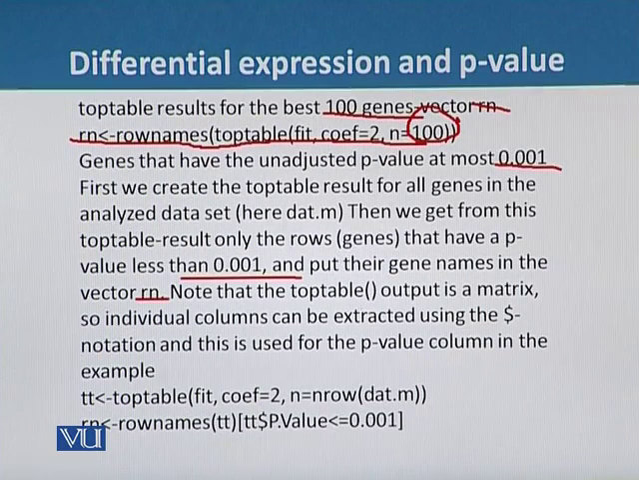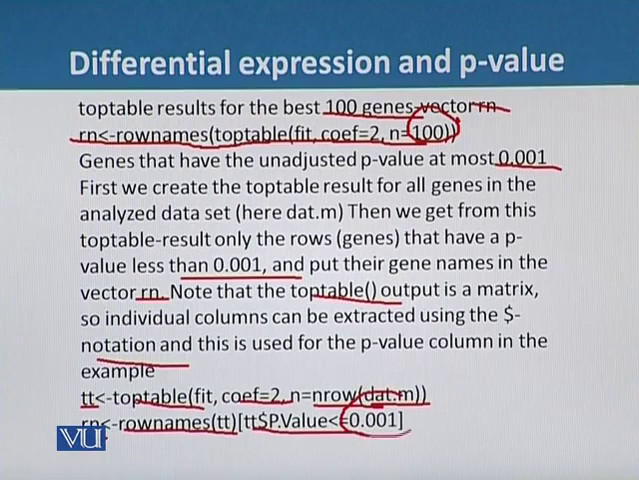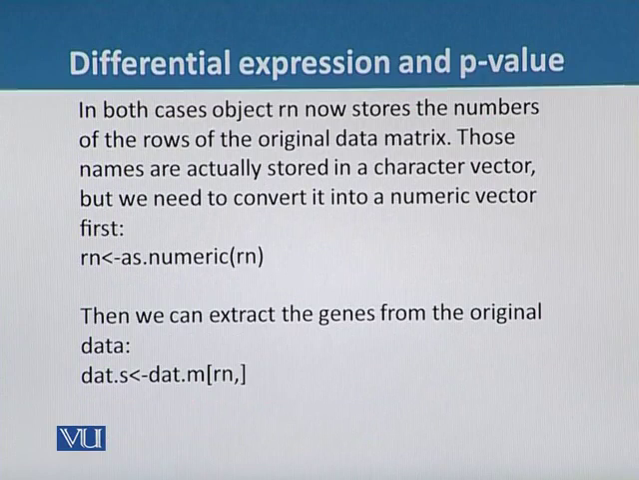The topTable command output is a matrix, so individual columns can be extracted using this notation, and this is used for the p-value column in the example. And we use TT <- topTable(fit, coef=2, n=nrow(dat.m)), and then for the rn vector we will use rownames(TT)[TT$P.Value < 0.001], and we will get the p-value less than 0.001.